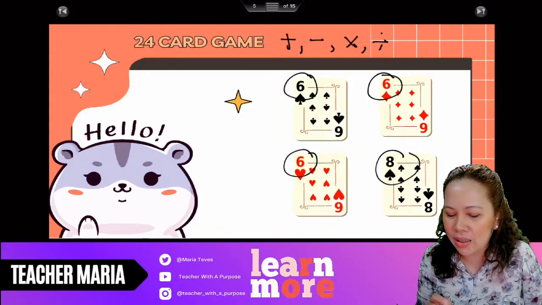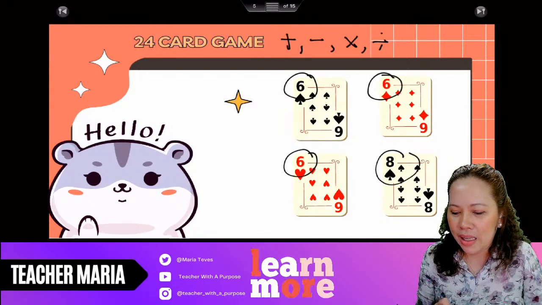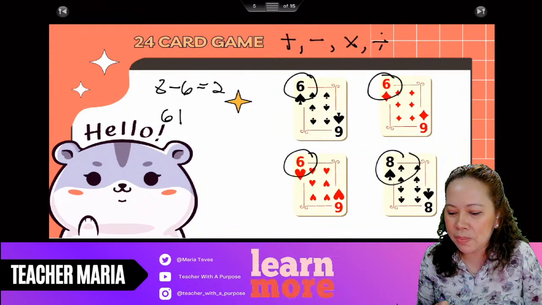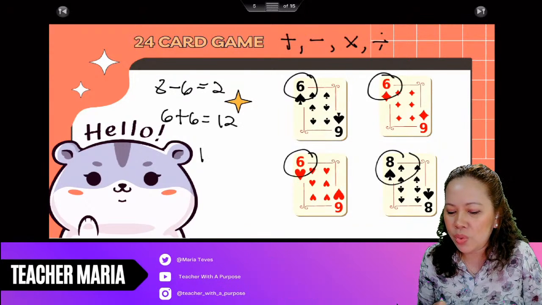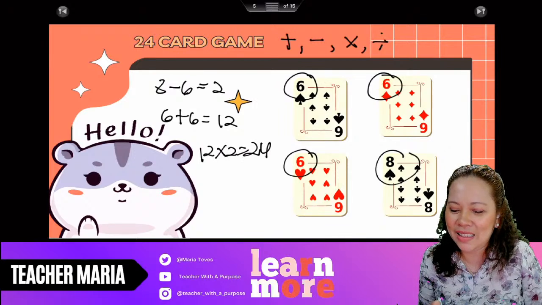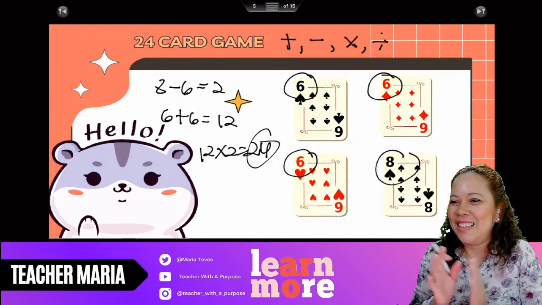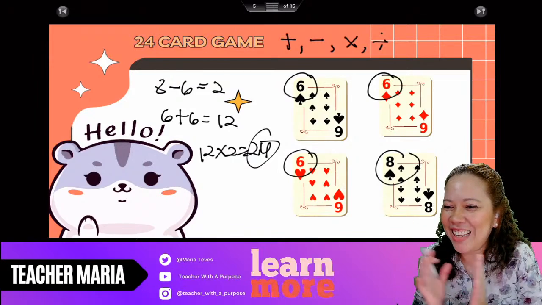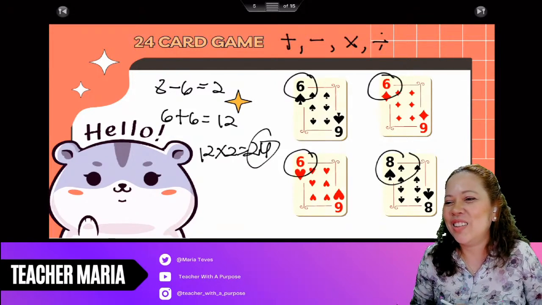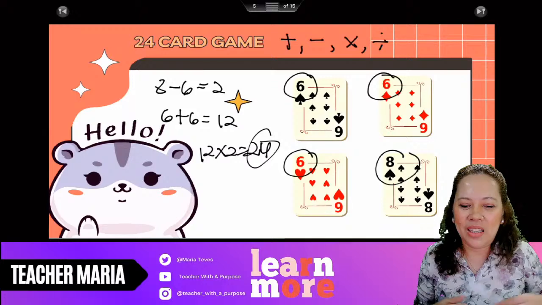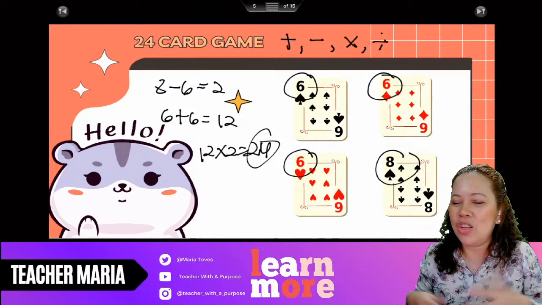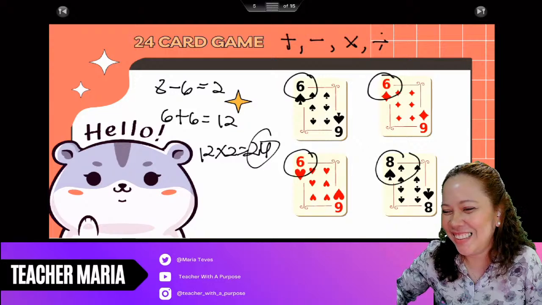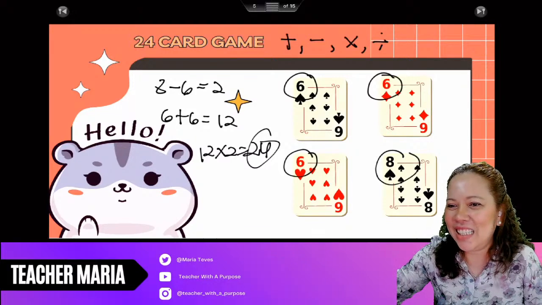8 minus 6 is 2. 6 plus 6 is 12. Ang galing naman, Colonel. Well done. See, you're getting it. Well done. Okay, so it's a nice way of playing. You can actually play it with cards. Galing.